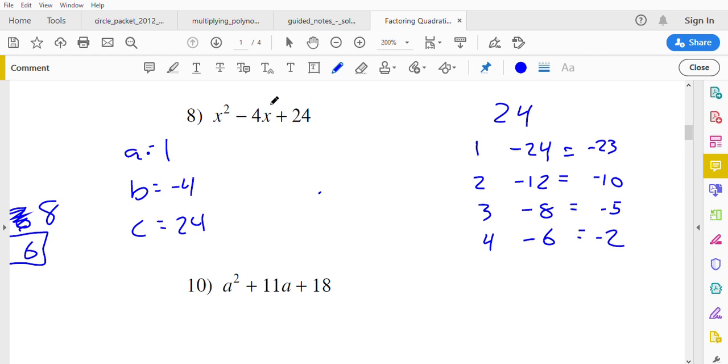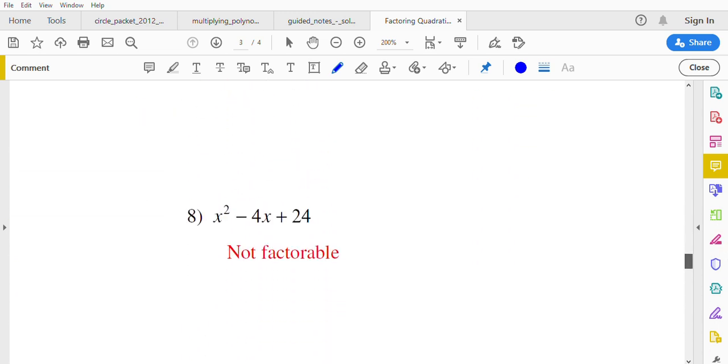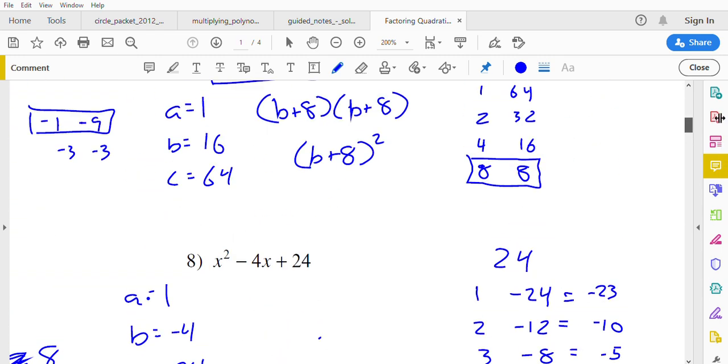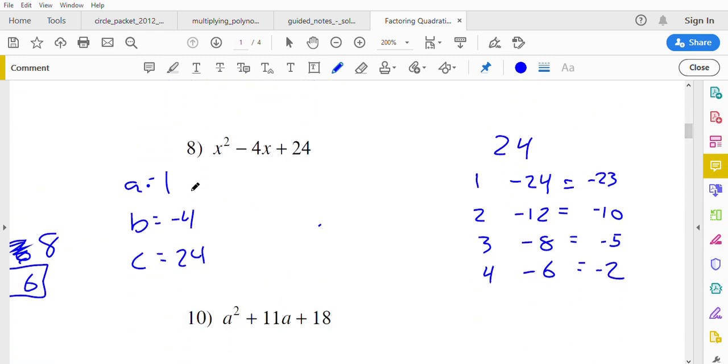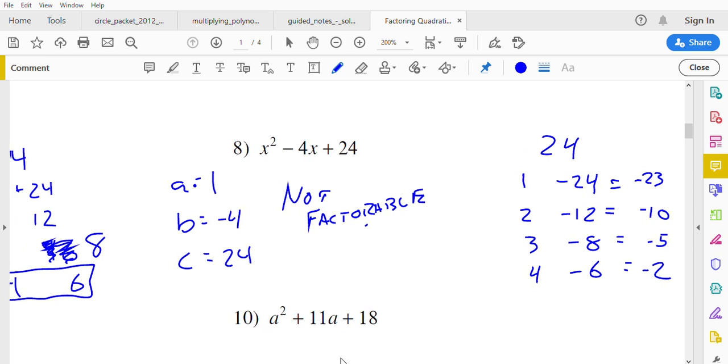Now, are there other factors? There might be. They just might not be integers. For this one, I don't think there are, but just double check. So again, we said number 8, not factorable. So the answer is down at the bottom. Is it possible they're not factorable? Sure. Does that mean that we can't solve this? No, it just means that we won't be able to use this method right here.